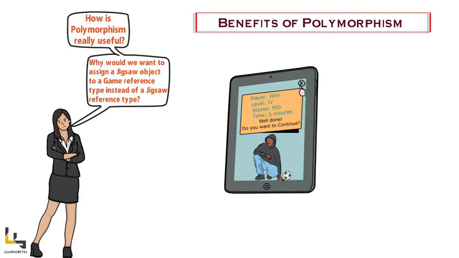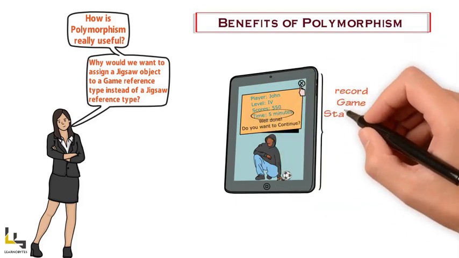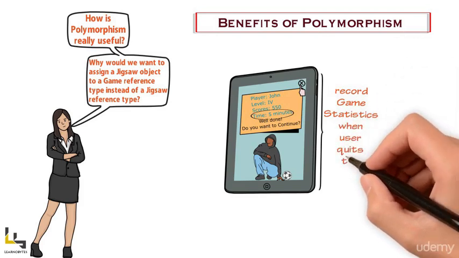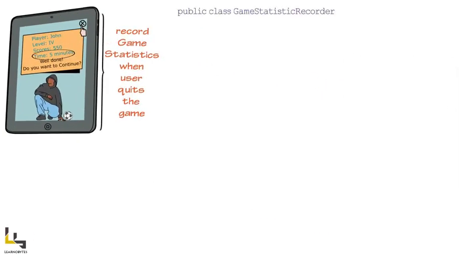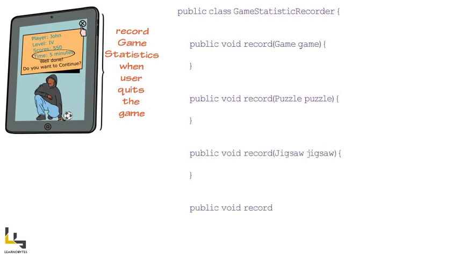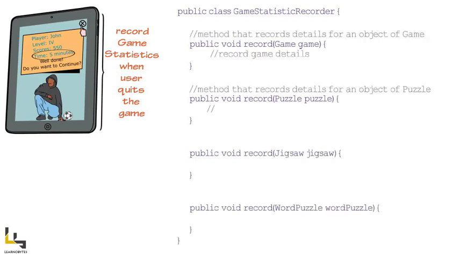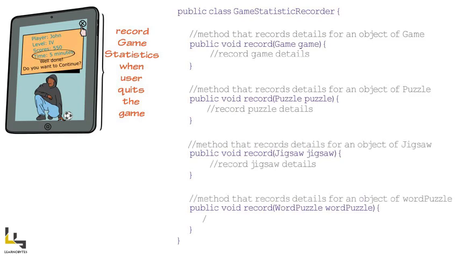Suppose when a user quits the game, we want to save his score and the time he spent on the game. The purpose is to record game statistics when the user quits the game. We will write a separate program for recording the game statistics. The class GameStatisticRecorder defines a record method for each specific type of game in order to record statistics.